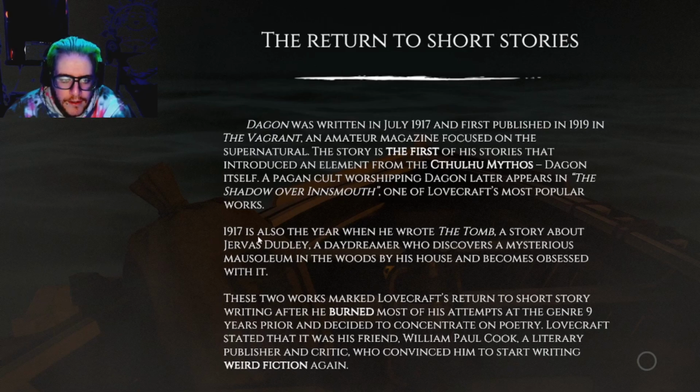1917 is also the year when he wrote The Tomb, a story about Jarvis Dudley, a daydreamer who discovers a mysterious mausoleum in the woods by his house and becomes obsessed with it. These two works marked Lovecraft's return to short story writing after he burned most of his attempts at the genre 9 years prior and decided to concentrate on poetry. Lovecraft stated that it was his friend William Paul Cook, a literary publisher and critic, who convinced him to start writing weird fiction again.